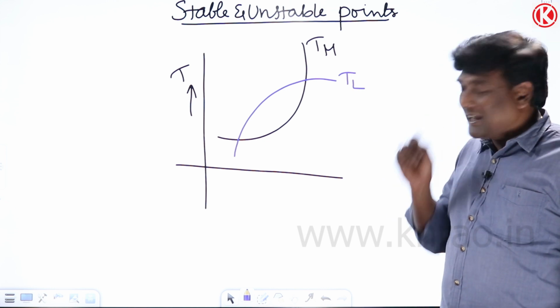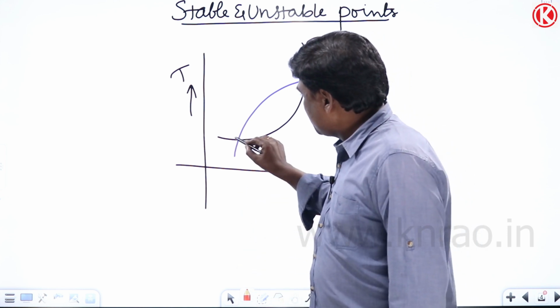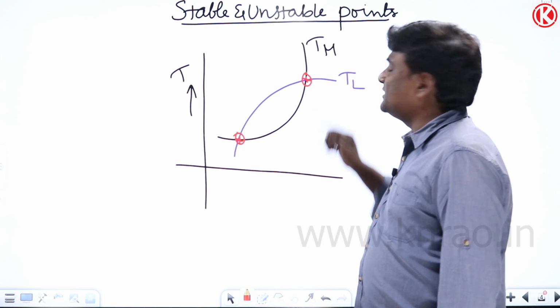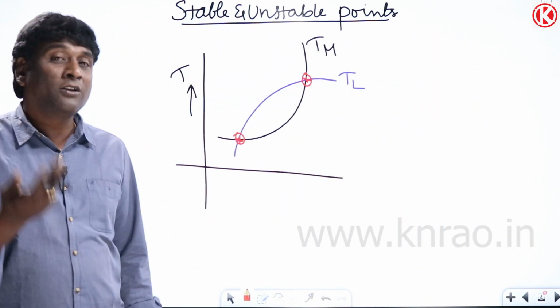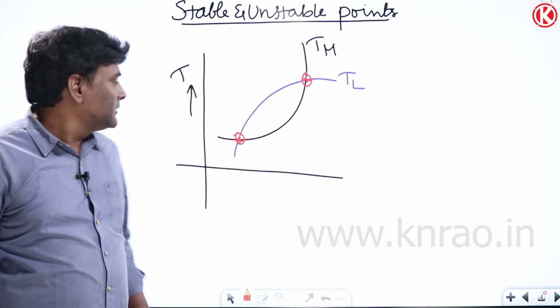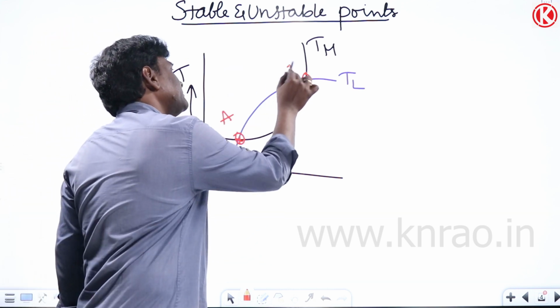So how to calculate that? If I think of this particular point and this particular point, because at these two points only, the developed torque equals the load torque. Developed torque by the motor equal to the torque requirement of the load, then only stable conditions will be there. So of this point and this point, which is the stable point?